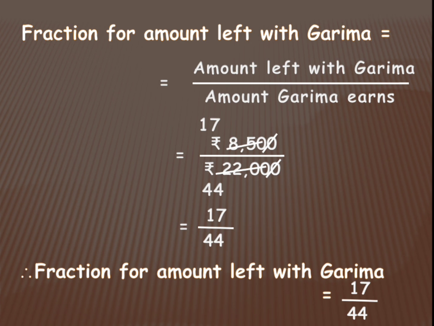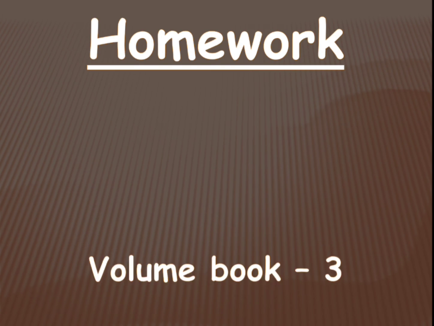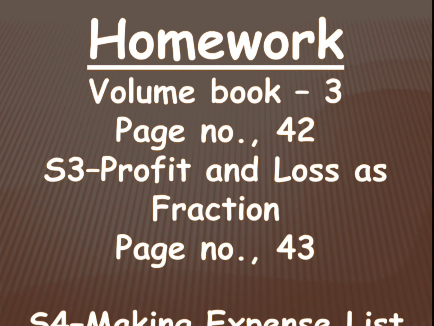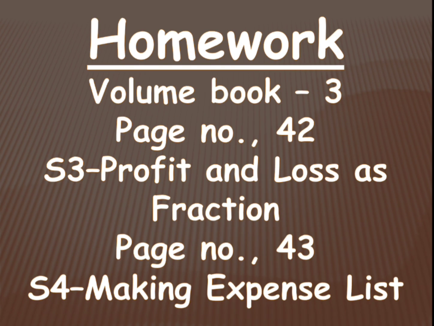There are a few more in your daily schedule. Copy it down in your class workbook. And coming to your homework, complete the volume book, children. Volume book 3, page number 42, S3, profit and loss as fraction. Page number 43, S4, making expense list. Okay, 42 and 43, S3 and S4.